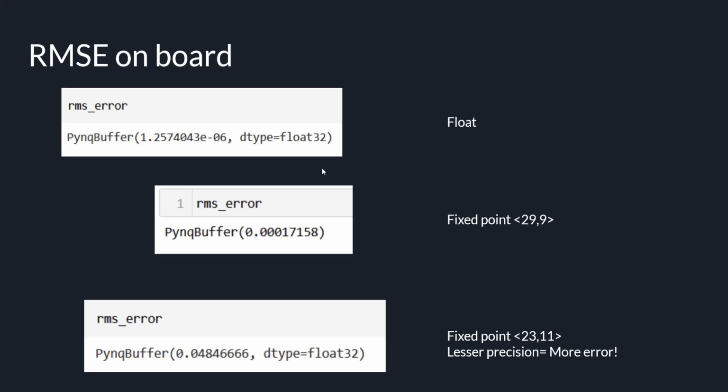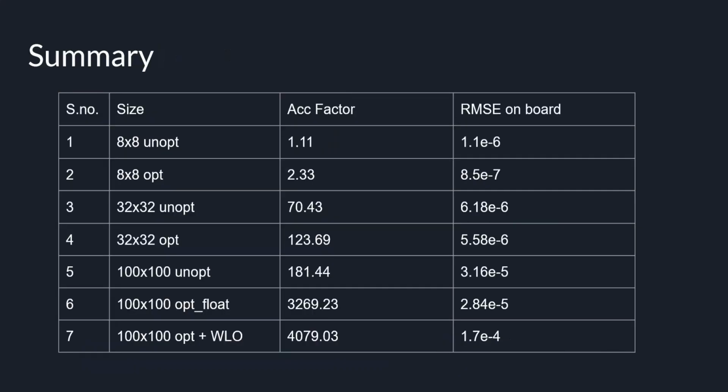But as compared to float, which was 10 power minus 6, if we use 23,11, the RMS error will jump up to 0.05. But actually the resources will significantly reduce. So we'll have to find the perfect word length where the resources are enough and less as per our liking, and the RMS error is also fine. So 29,9 is a decent value for that.